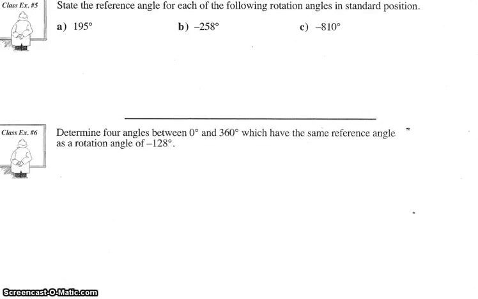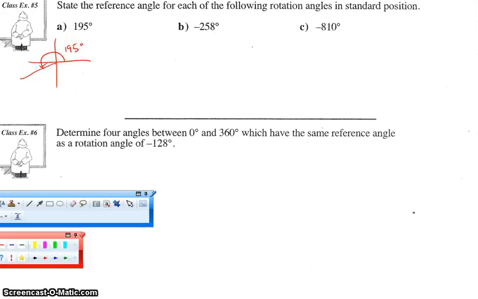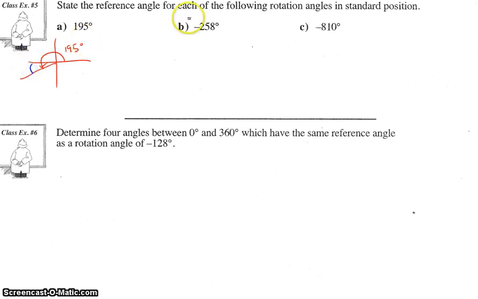So example number 5, state the reference angle for each of the following rotation angles in standard position. Again, first thing I would suggest you do is sketch it. 195 degrees, that's just past 180. That would be 195. So to find the reference angle, which would be this angle here, we would simply go 195 minus 180, and we're left with this little tiny reference angle here of 15 degrees.